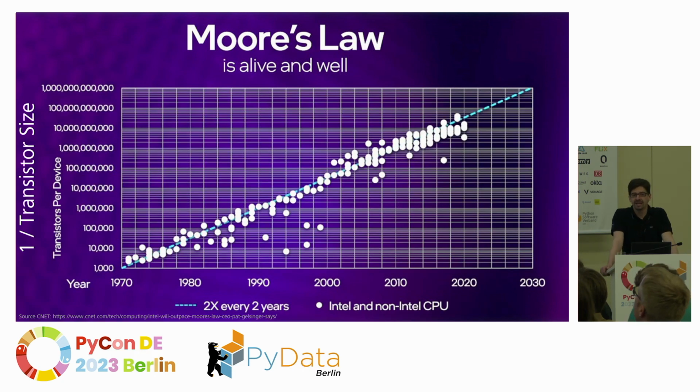So let's talk about computer chips. You probably have heard about Moore's Law, which means the number of transistors in computer chips doubles every 2 years. And this has been the case for a very long time and still will be the case for at least 10 to 15 years, probably longer.